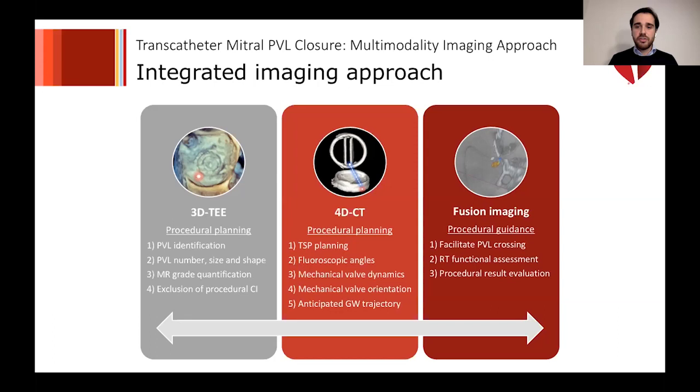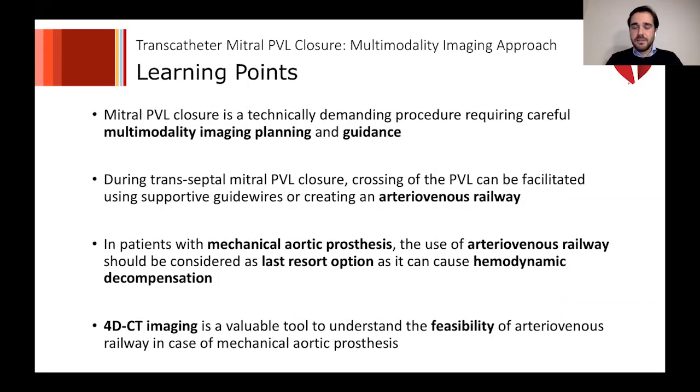And finally, the fusion imaging was very useful to facilitate PVL crossing, to understand in real time the functionality of this mechanical prosthesis, and to assess our final result. Therefore, mitral PVL closure is a technically demanding procedure. It really requires multimodality imaging planning and guidance. And we know that arteriovenous railway can be a solution to increase support. Actually, this technique is generally considered contraindicated in patients with aortic prosthesis. However, using a CT imaging approach to understand the feasibility of AV railway may extend the indication of this procedure. Thank you very much.